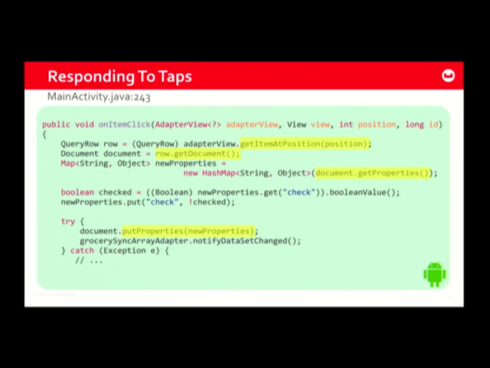Android version again, so we have an on-item click that gets called by the Android GUI. It's going to get the query row at that position, get the document, get the properties out, exactly the same thing here, just in Java syntax instead of Objective-C, and then put the properties. And since in the Java API it's idiomatic to use exceptions, where it's not in Objective-C, this has a try-catch wrapped around it to handle an error saving the document.